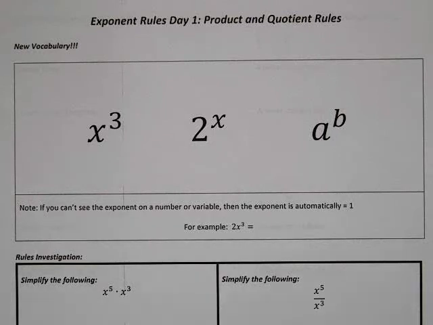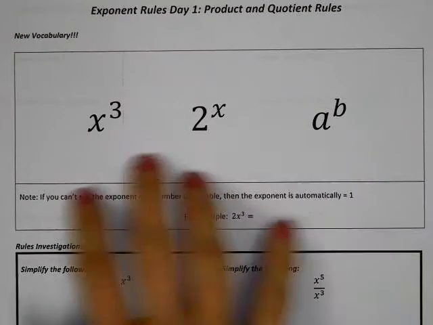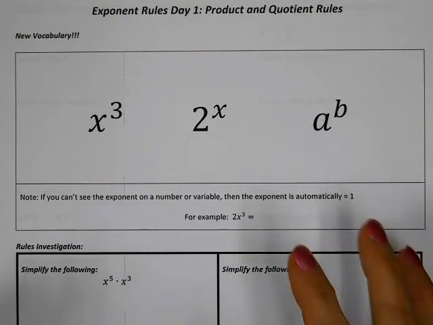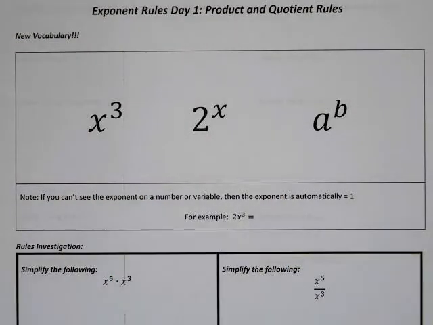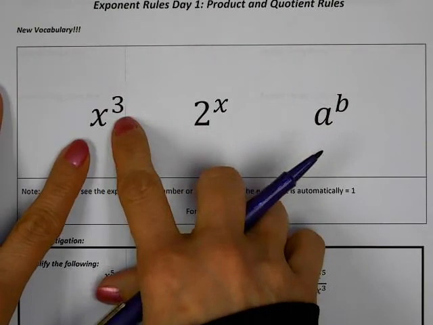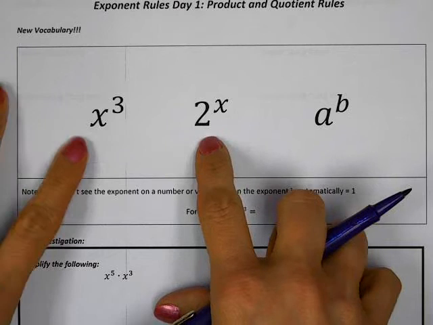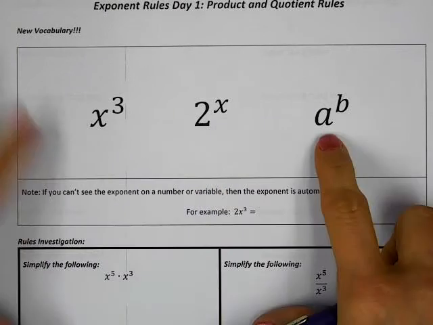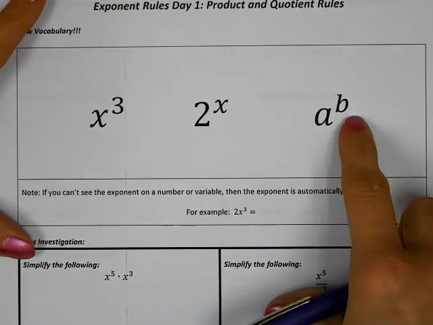Okay, let's take a look at some exponent rules here. All of these expressions here have some exponents. This is x to the third power. This is 2 to the x power. And this is a to the b power.